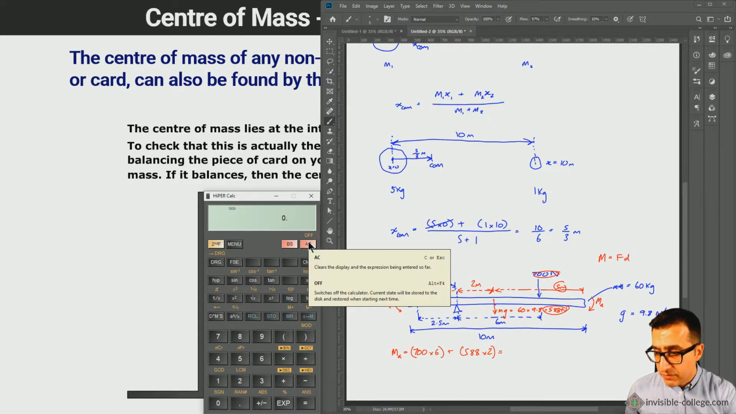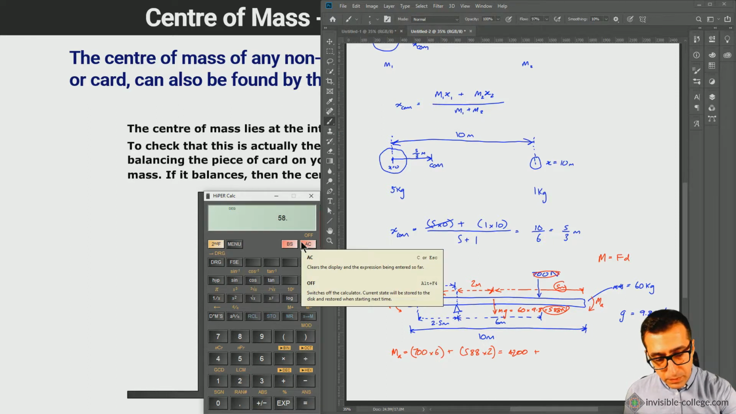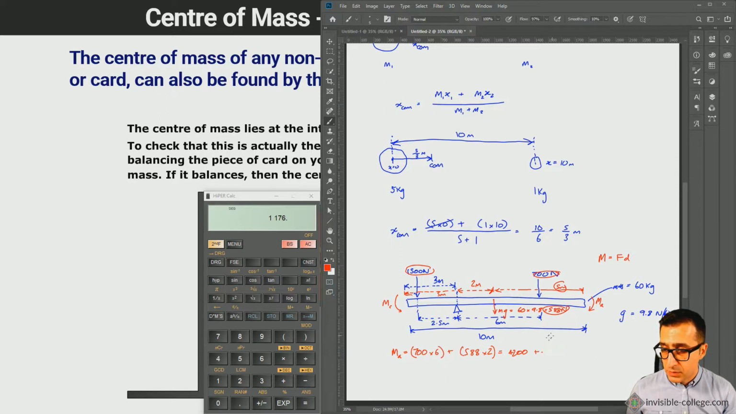We have 700 times 6, which gives us 4,200. 4,200 plus 588 times 2, which is 1,176. So that's going to give us 5,376 Newton meters. So this is the anti-clockwise moment. 5,376 Newton meters acting anti-clockwise about this pivot point.